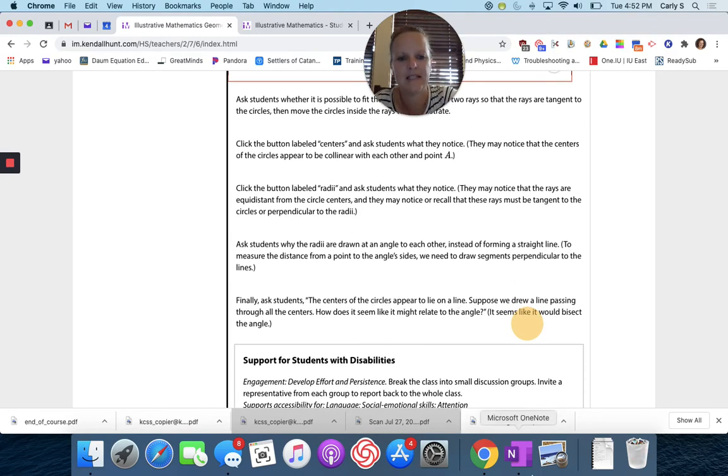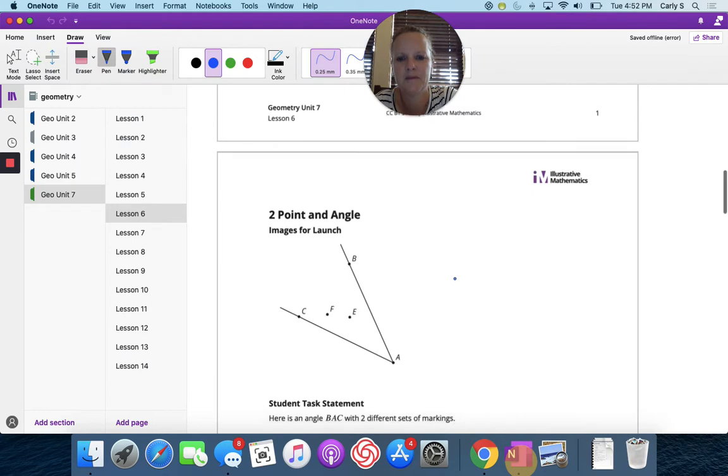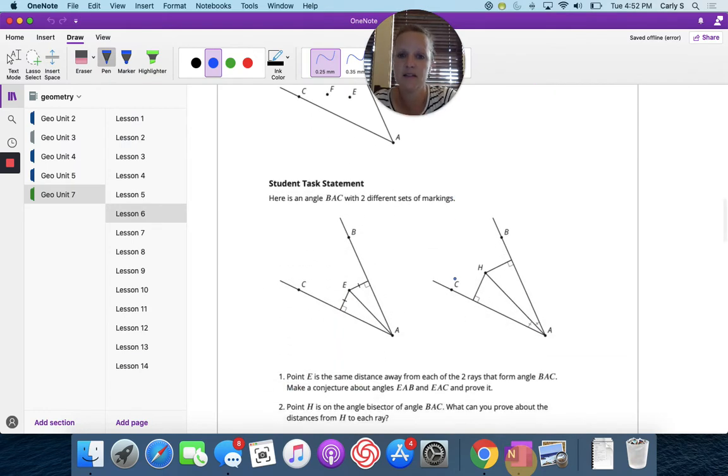Yep, I did. Cool. All right, so here, this is what we're talking about. Here is an angle BAC with two different sets of markings. I have BAC, BAC. Here, I've drawn a segment AE, and then from E to the ray, and from E to the ray are equal measurements, and they're at a right angle. Okay?